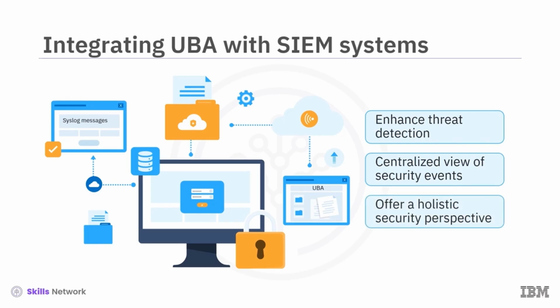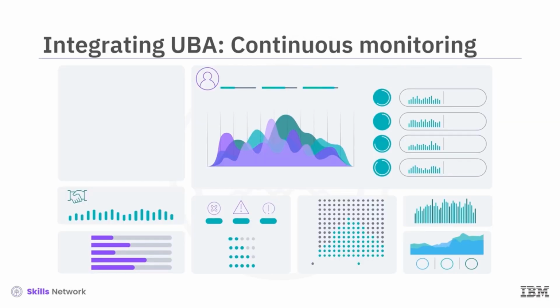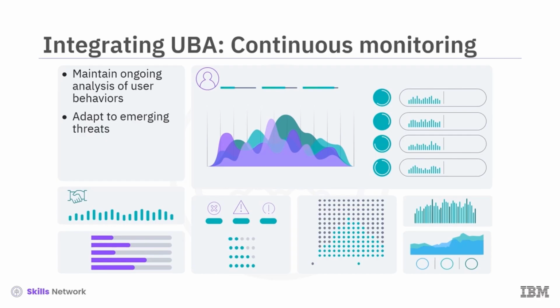holistic security perspective. Continuous monitoring involves ongoing analysis to effectively adapt to changing user behaviors and emerging threats. For instance, regularly updating the UBA system to reflect changes in user roles, new hires, and evolving threat landscapes helps maintain its accuracy and relevance.